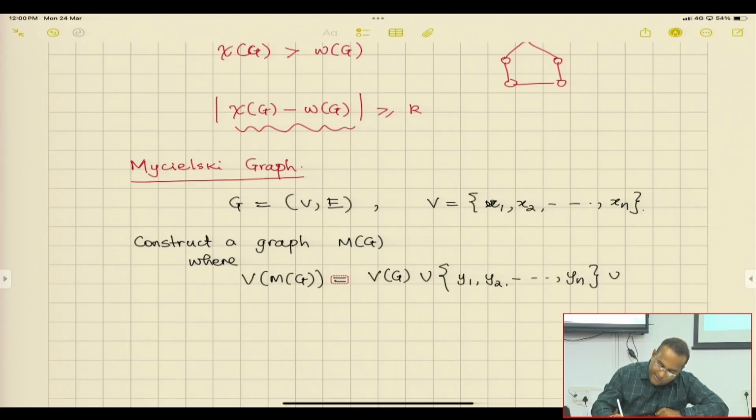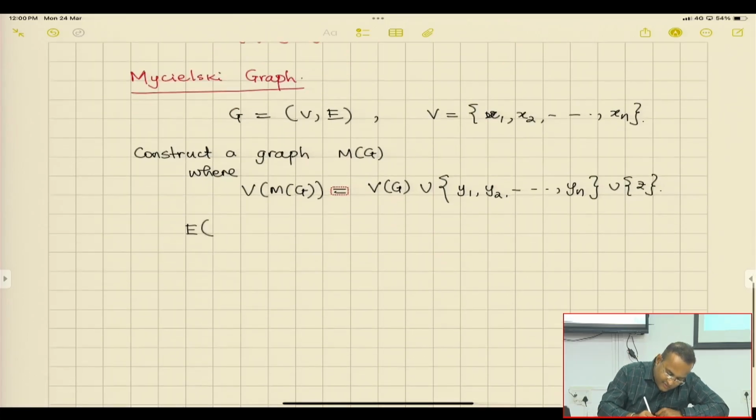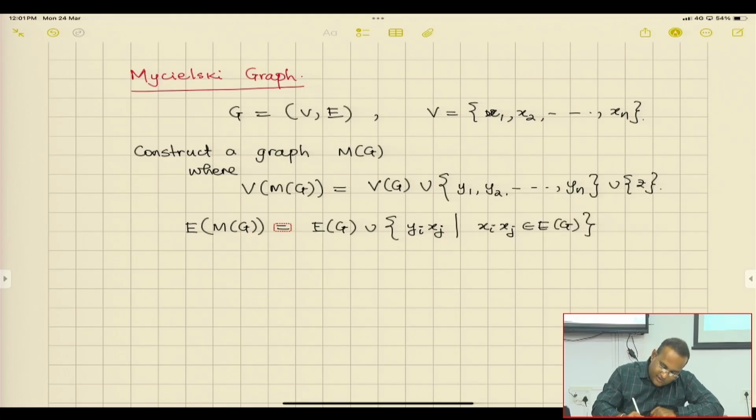yn, z, and the edge set of MG is you take edge set of G union yi xj such that xi xj is an edge of the graph, right? Union z yi, i is 1 to n.